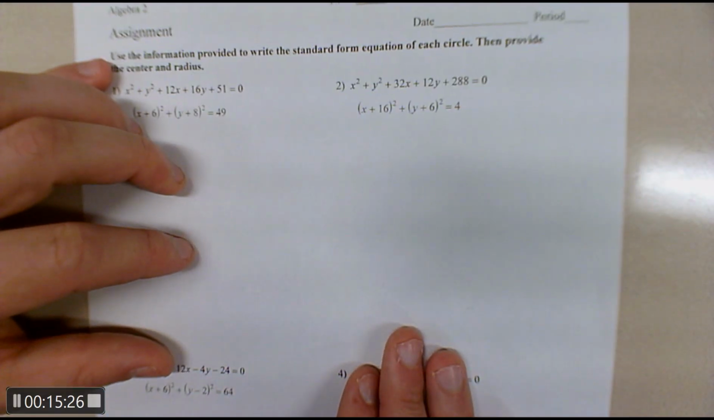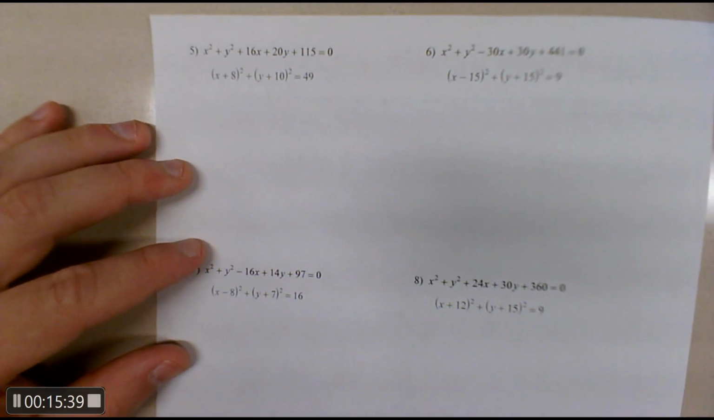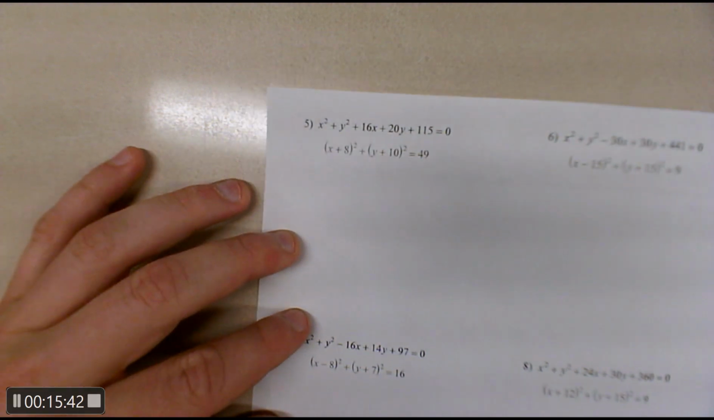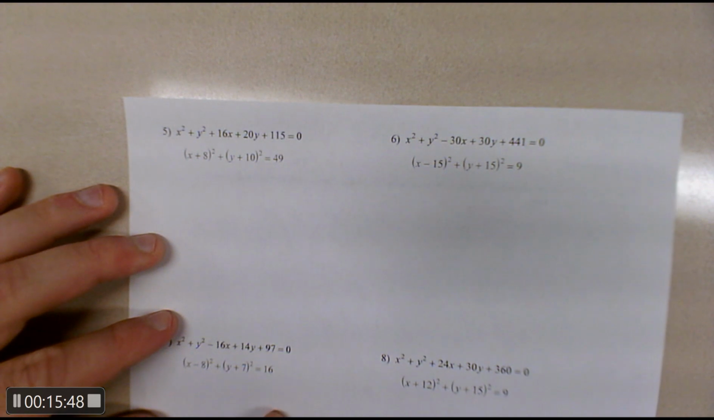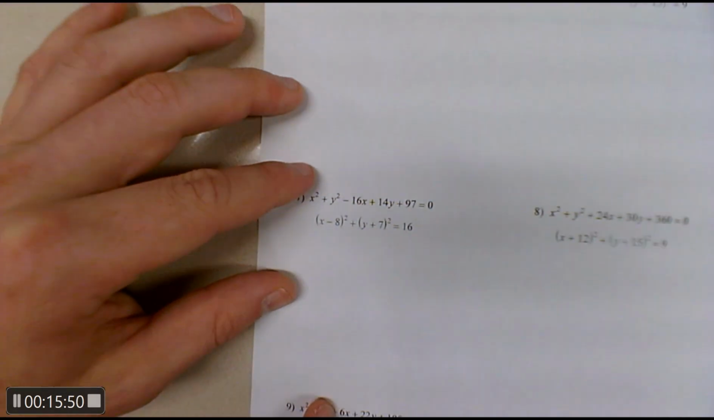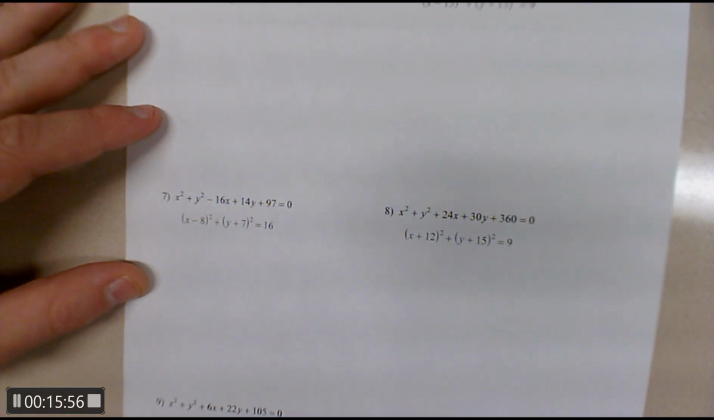This is the answer for number 2. Number 4. Try the ones on the back. We got 5 and 6, and 7 and 8, all at once. Here, I'll put them where you can see them. So there's 5. There's 6. There's 7. 8. 9. And 10.